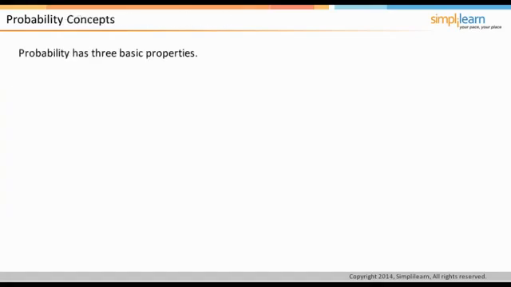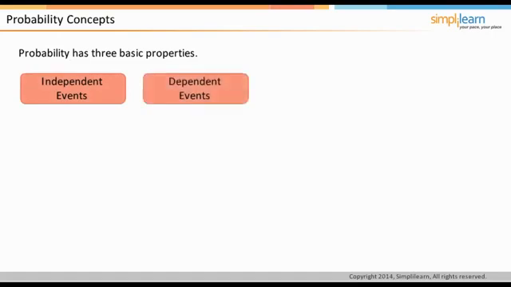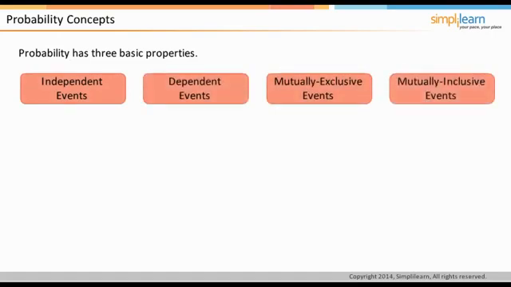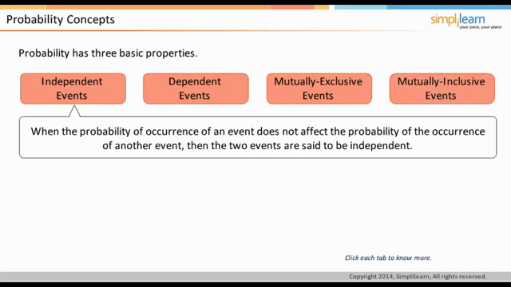Let us discuss the basic concepts of probability in this screen. Some basic concepts of probability are independent event, dependent event, mutually exclusive, and mutually inclusive events. Click each concept to know more. When the probability of occurrence of an event does not affect the probability of occurrence of another event, the 2 events are said to be independent.